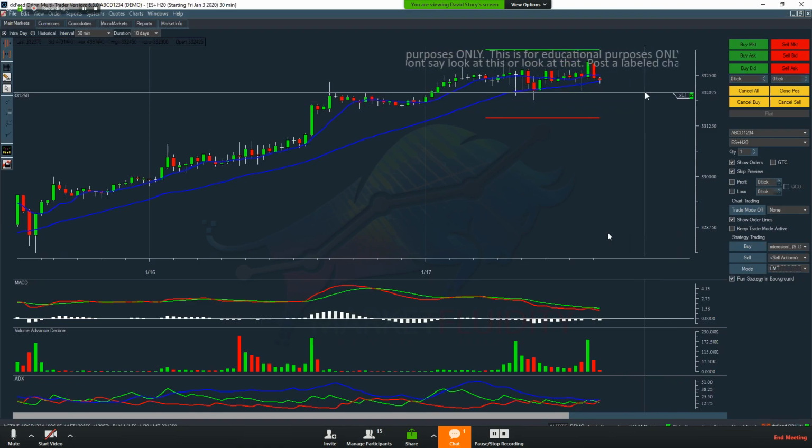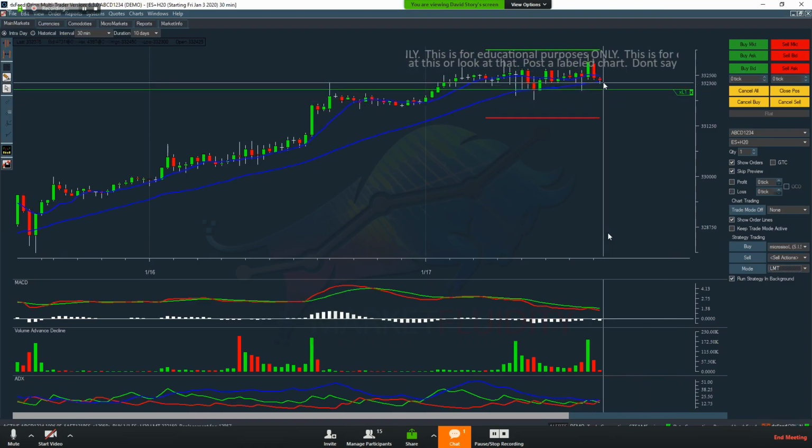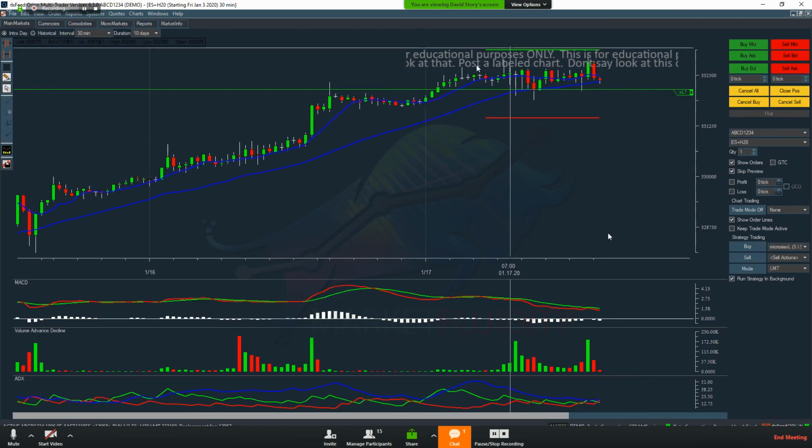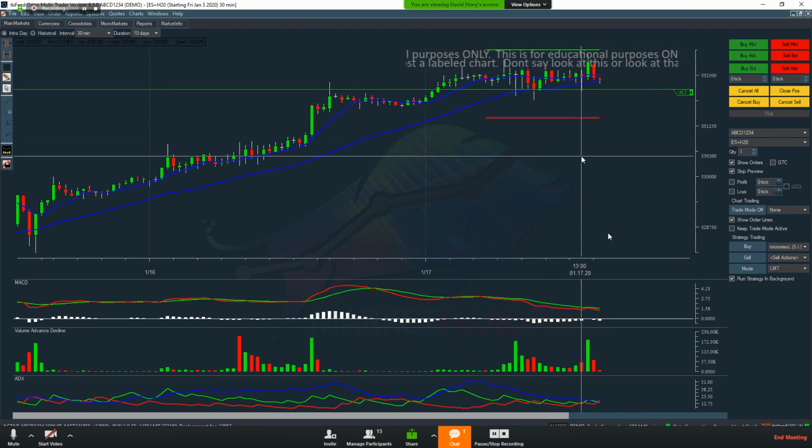Like right here is support. I put it here, wait till the market picks me up. This candle comes down, picks me up, I will be in the market. So that's how I usually do my trades.